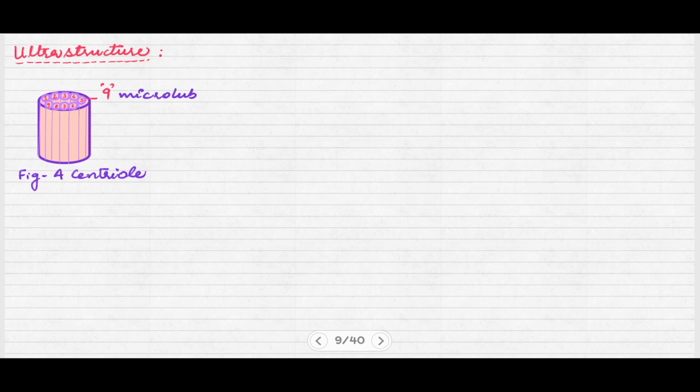In this slide, we will learn about the ultrastructure of a centriole. As we know, centriole is a membraneless body, but it contains 9 microtubules. The 9 microtubules are having A, B, C subfibers, and how these subfibers are arranged we will see in the following diagrams.